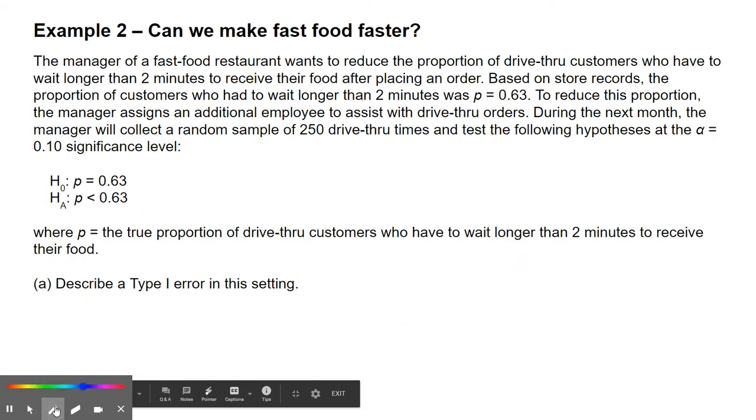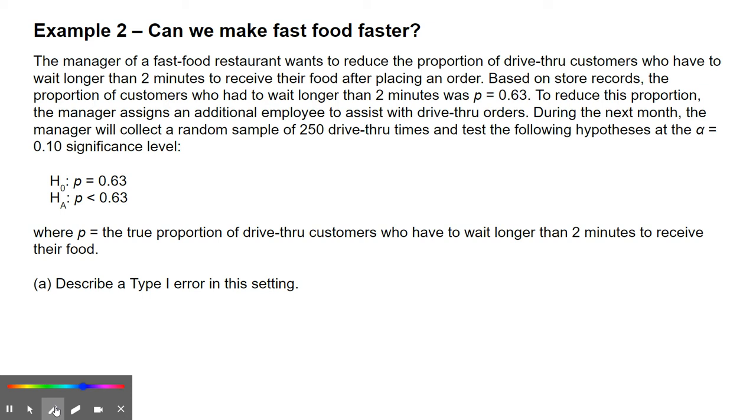It says, can we make fast food faster? The manager of a fast food restaurant wants to reduce the proportion of drive-through customers who have to wait longer than 2 minutes to receive their food after placing an order. Based on store records, the proportion of customers who had to wait longer than 2 minutes was p equals 0.63. To reduce this proportion, the manager assigns an additional employee to assist with drive-through orders. During the next month, the manager will collect a random sample of 250 drive-through times and test the following hypotheses at the alpha equals 0.10 significance level.